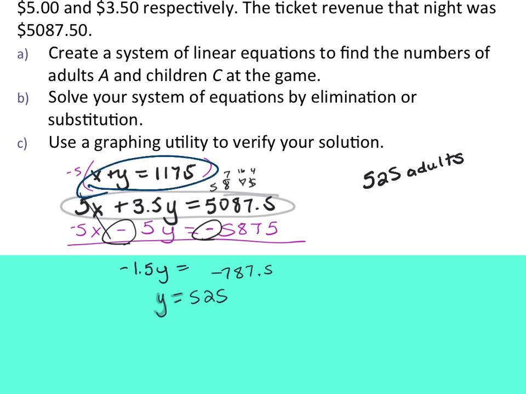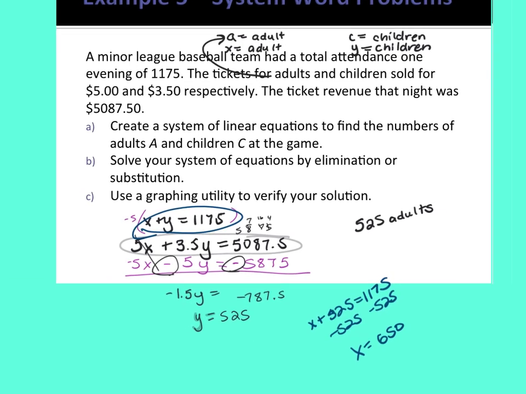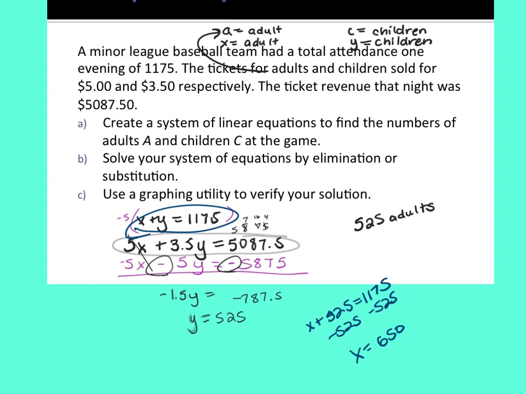Subtract it from here, right? X plus 525 equals 1,175. Subtract out 525. Because we said X was our, oh, sorry, that's not, we said Y was our adult. I did that on purpose so that you could realize how important it is to make sure it matches up. Our Y was our children. So it's 525 children's tickets, and it's 650 adult tickets.